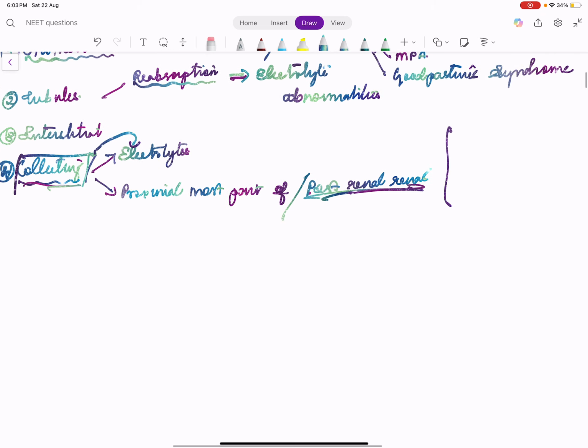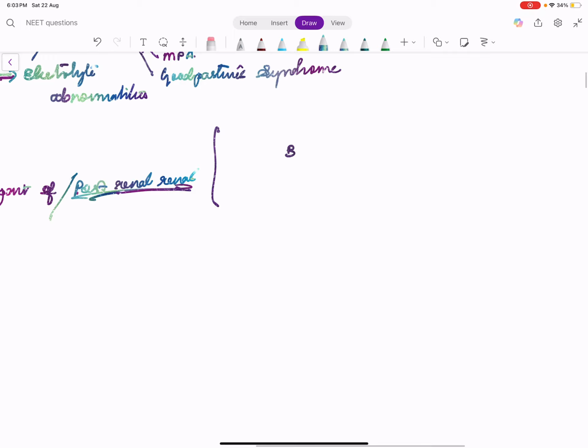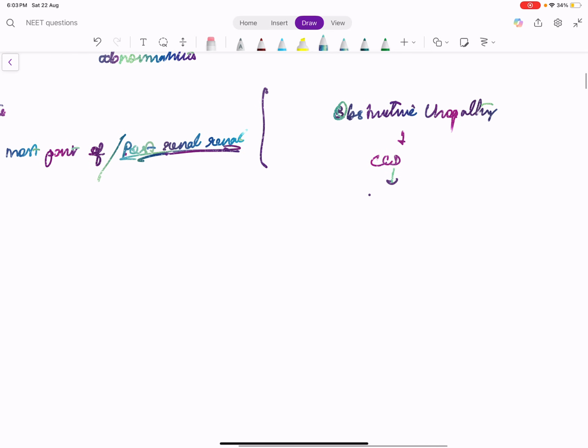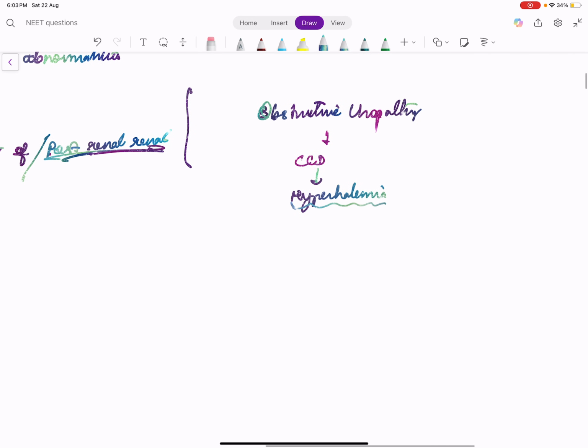Just remember one example. If there is an obstructive uropathy, the cortical collecting duct can get dilated and diseased, and this can lead to hyperkalemia. Why hyperkalemia? Because potassium excretion is one major function of the collecting duct. When that is diseased, potassium cannot be excreted, so we get hyperkalemia. In other words, a post-renal disease is causing an electrolyte imbalance which is typical of a tubular disease.